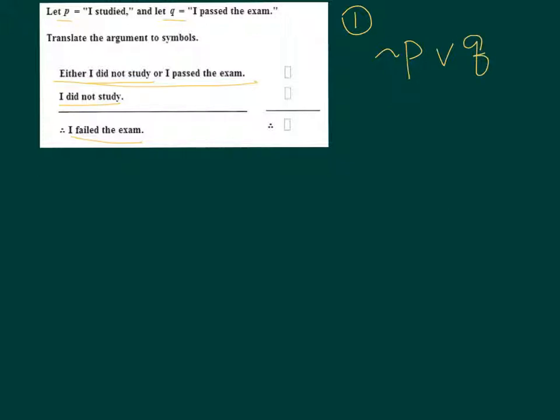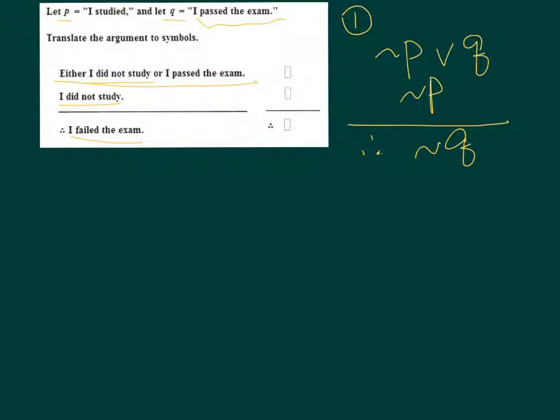The second premise is that I did not study. So that's going to be the negation of P. These are the premises. Therefore, the three dots read as therefore. I failed the exam is I did not pass the exam. So that's going to be negation Q. So far I have symbolized my argument. And the next step, we are going to use a statement to represent this argument.